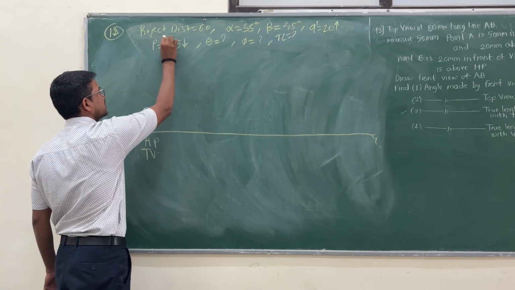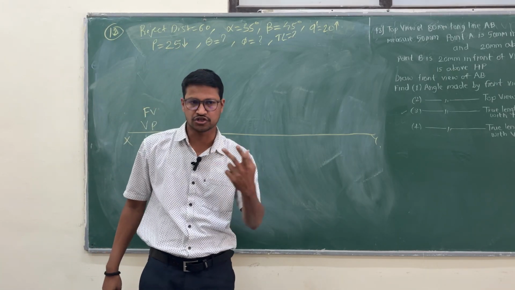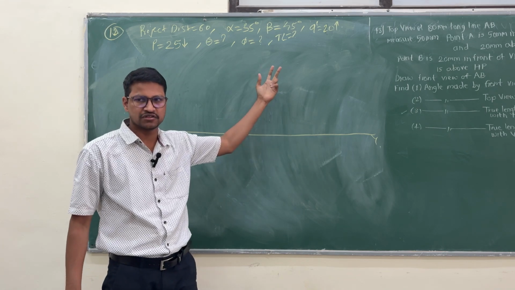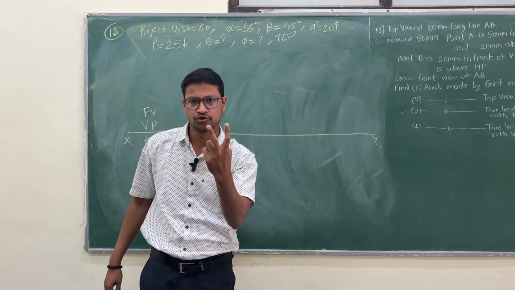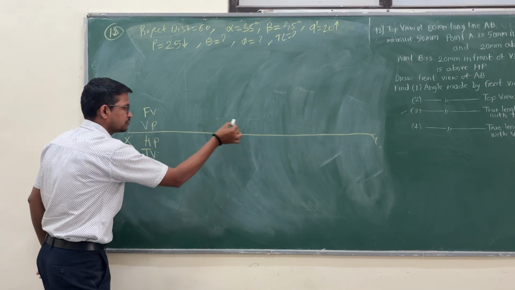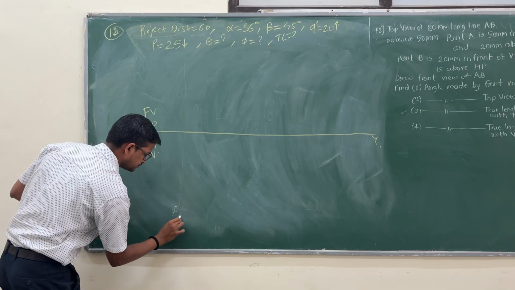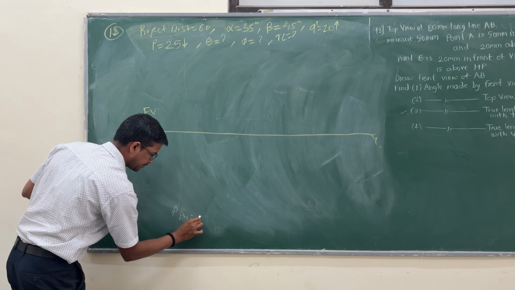Now they have strictly mentioned the distance between two projectors. How many projectors do I have? Two projectors. How many points? P and Q points. That's why I need two projectors. When I draw one projector, now the distance to another projector, how much? 60. Here is the P projector. So this is the projector of P.